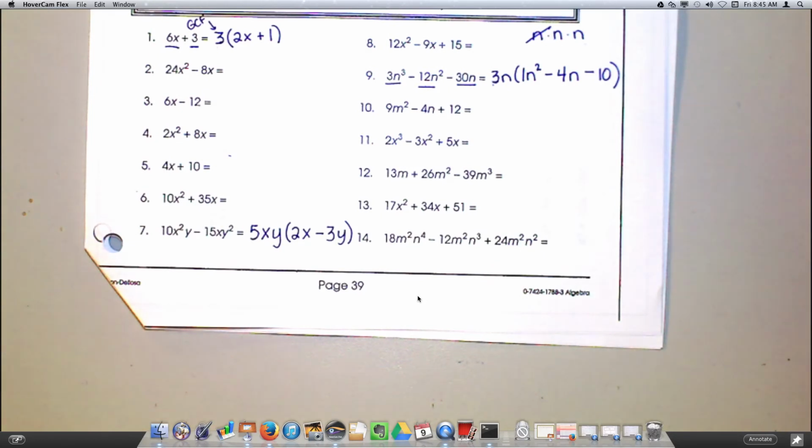Your homework assignment then is to just finish the bottom of this page. Okay? So I did 3 of them for you out of the 14. The other 11 are for you to do for homework. You don't have to go back and do the top of the page. Okay? Just that bottom part.